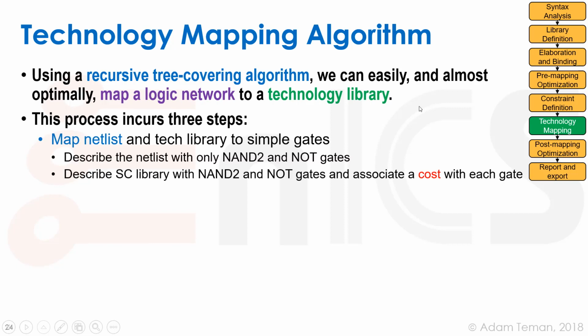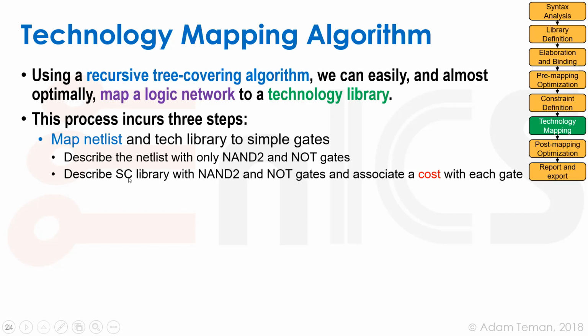This is done in 3 steps. The first step is what we're calling mapping the netlist and the technology library to simple gates. So what we're going to do is take our whole netlist, a netlist of generic gates, and break it down to NAND2 gates, or 2-input NAND gates, and NOT gates, which are basic gates that are a universal set, and we can do that, and we're going to see how.